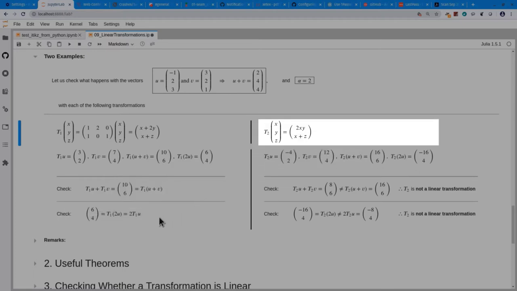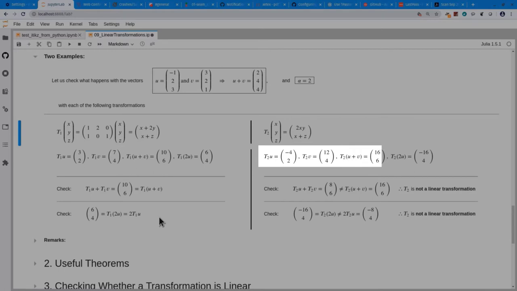For my second example here, T2 applied to a vector (x, y, z) is, well, I have this product of x and y sitting in the first entry of the output. Therefore, I can't write that example as a matrix times the vector (x, y, z). However, pre-computing that T2u is (-4, 2), T2 applied to v is (12, 4), T2 applied to u plus v, we get (16, 6), and T2 applied to 2u, we find (-16, 4).